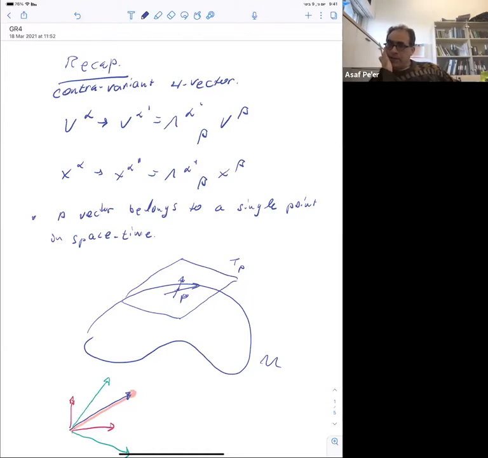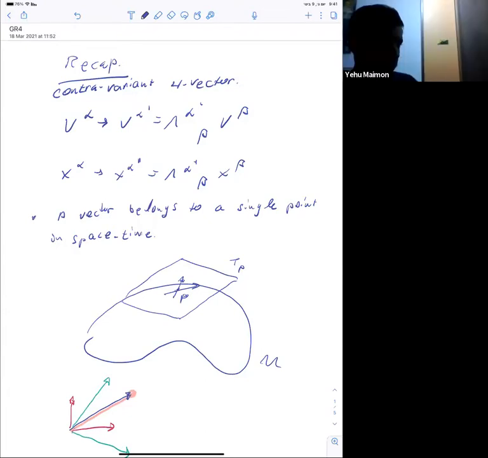We said that the Lorentz transformation just takes us from the unprimed x to x prime. So if you want to go from x prime to x, you must use the inverse. That's all. Okay.